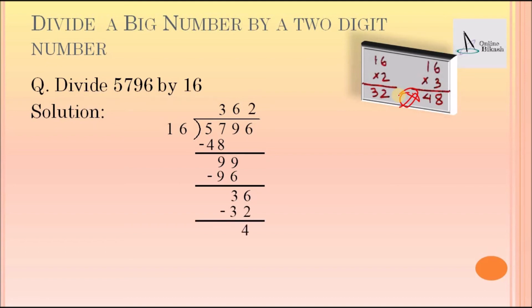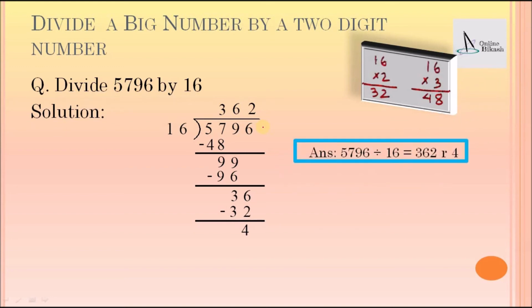Do we have any other number left in the dividend? No. After the 6, there is no other number left. So it is our final step. That means we have to stop here. So our answer will be 5796 divided by 16 is equal to 362, and the remainder is 4. In this way we will do this kind of long division, this kind of multi-digit number, that means 5796 by a 2-digit number. It needs a lot of practice.